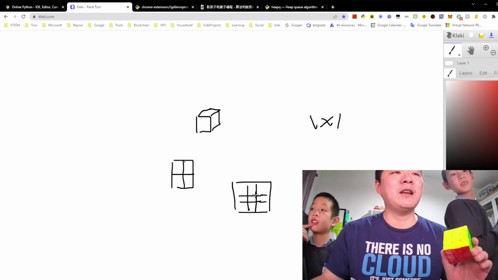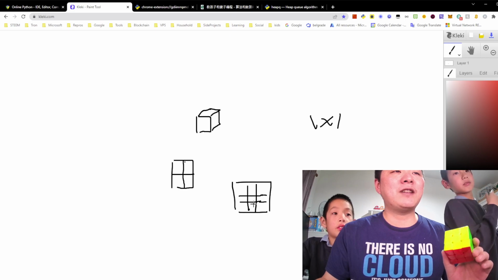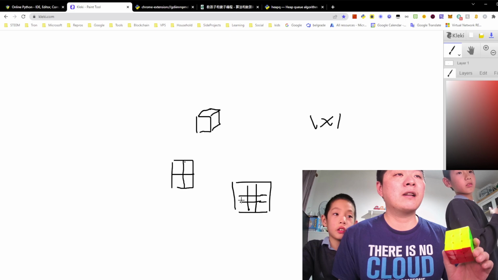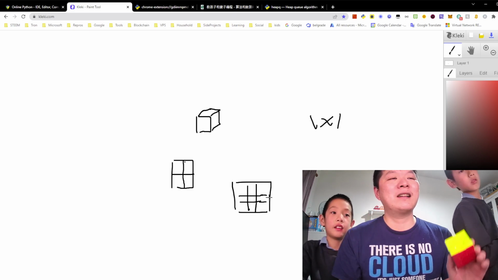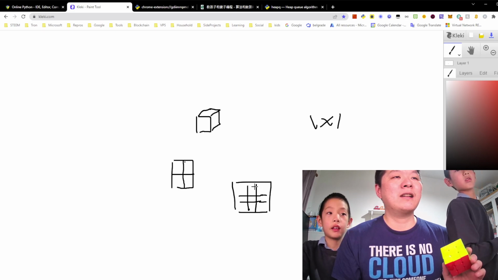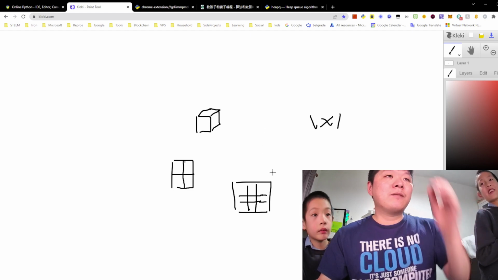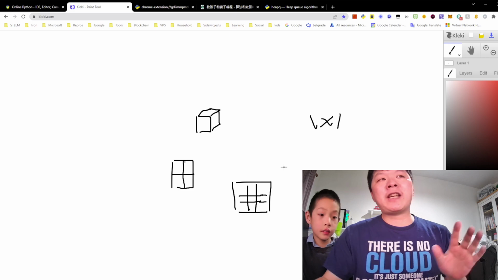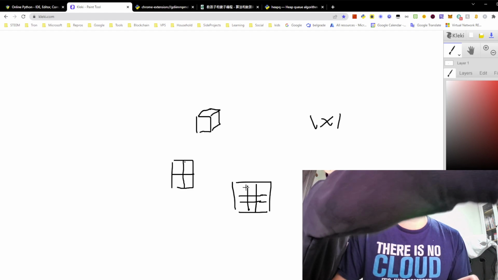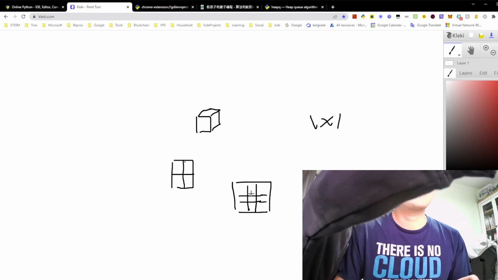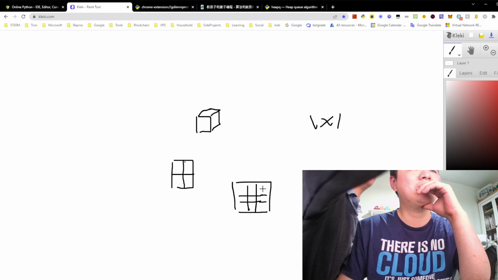How do you get it? 1, 2, 3, 4, 5, 6, 7, 8, 9, 10, 11, 12. Wait, you're overcounting, right? It will be much trickier to count. Anyway, I think it's 22. 1, 2, 3, 4, 5, 6, 7, 8, 9, 10, 11, 12, 13, 14, 15, 16, 17, 18, 19, 20, 21, 22.